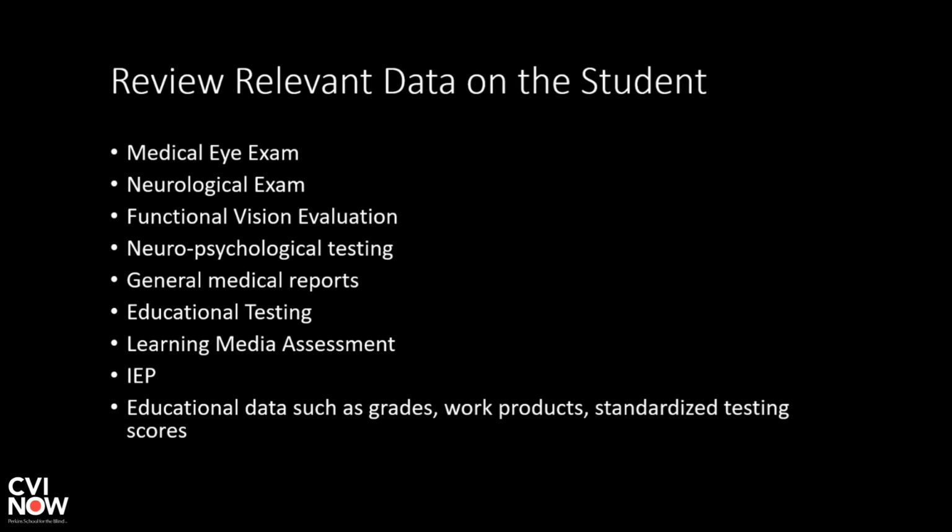So that would be, for example, the learning media assessment. If you're not as familiar with that, that would be a determination of whether the student is a print user, a braille user, or an auditory access user. Are they some combination of all three? So just making sure that those determinations have been considered. The AT assessment process can happen in conjunction with those two other processes as well.